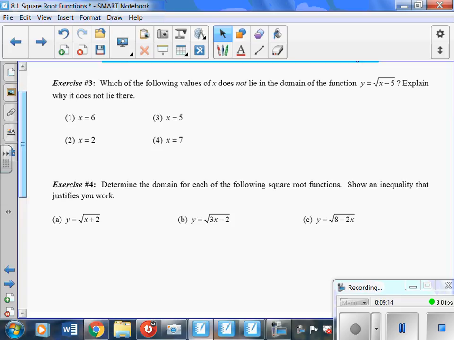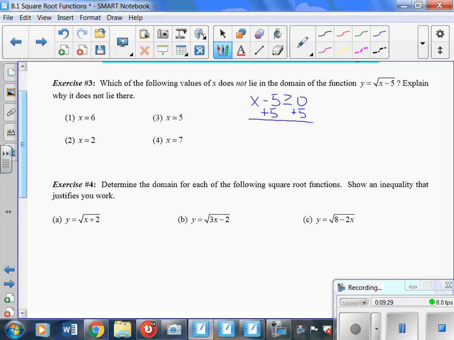Well, some people say, well, I can put this in the calculator and take a look at the table. But it's so much easier to say, I know that x minus 5 must be greater than or equal to 0 because we know it cannot be negative. So add 5 to both sides. And I know my domain has to be all numbers greater than or equal to positive 5. So all numbers here are greater than or equal to positive 5 except for 2. And explain why? I think you can just say because 2 makes our radical negative, and you can't have a negative underneath the radical.